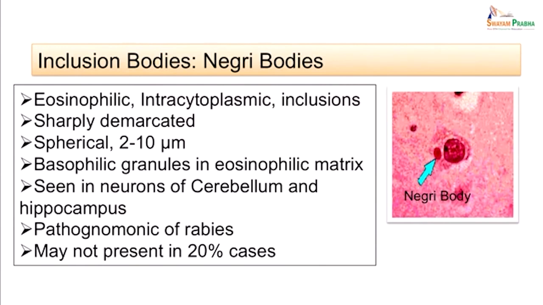These are sharply demarcated spherical to oval bodies about 2 to 10 micron in size, and they are most commonly observed in the neurons of the cerebellum and hippocampus. They are pathognomonic of rabies. However, they may not be present in 20% of the cases.